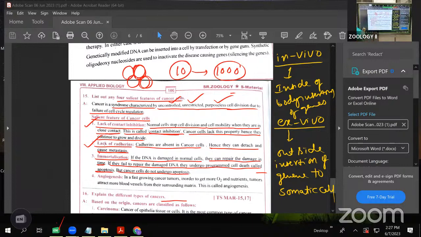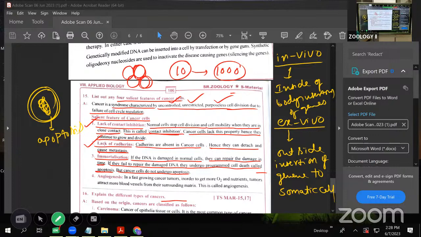For example, see this one. Here the normal cell is there. Inside the normal cell, if the DNA is damaged, they will repair it. Otherwise, they destroy themselves, called apoptosis. Through apoptosis, the cell dies. That is the normal cell. But in cancer cells, if the DNA is damaged, the cell will still not die.